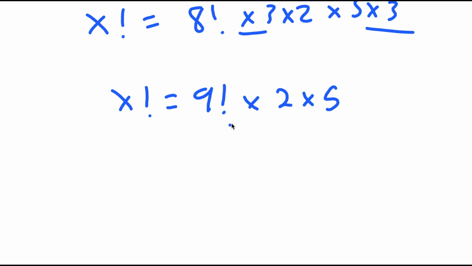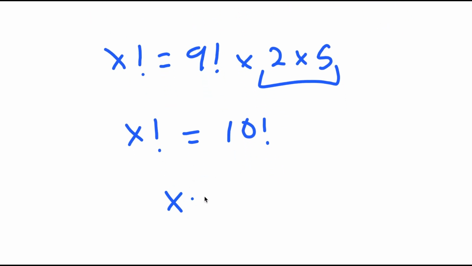And now what do I need to make 9 factorial 10 factorial? I need to multiply by 10, which is 2 times 5, meaning x factorial is 10 factorial and x is equal to 10.